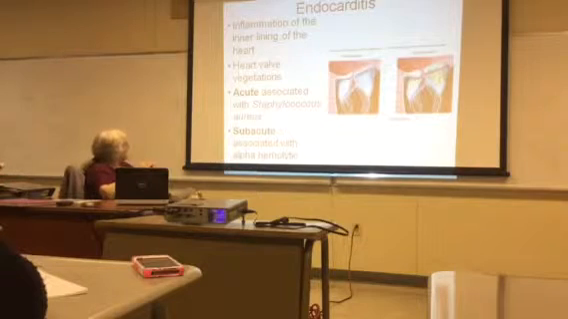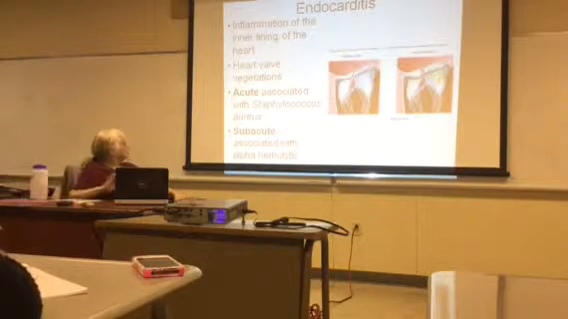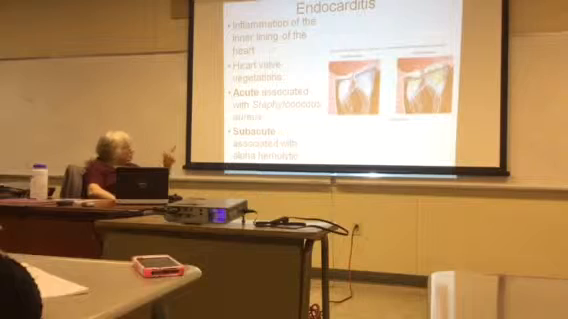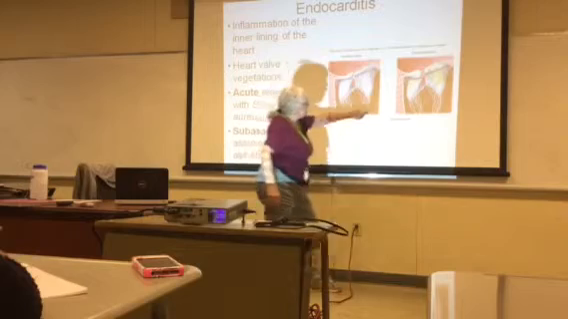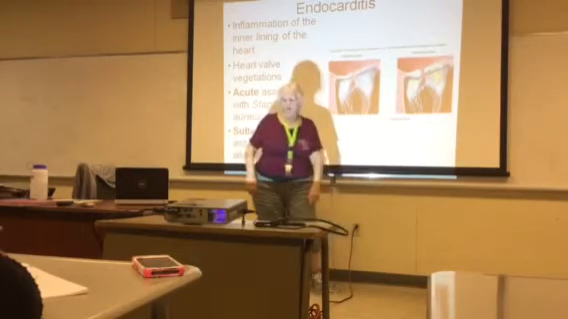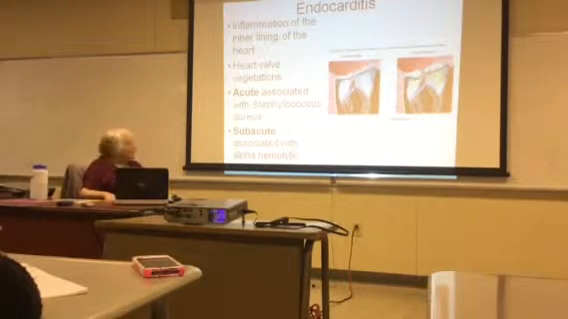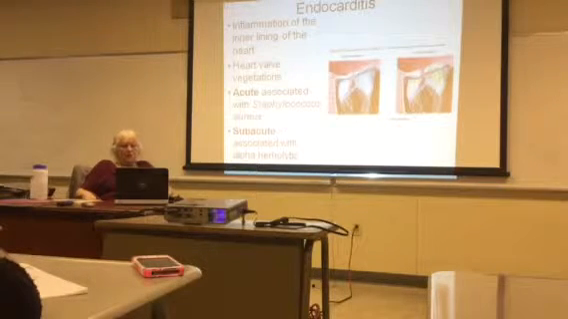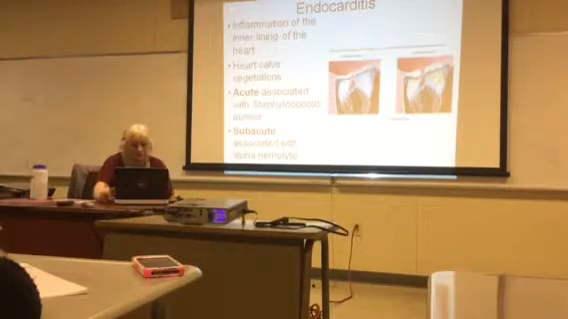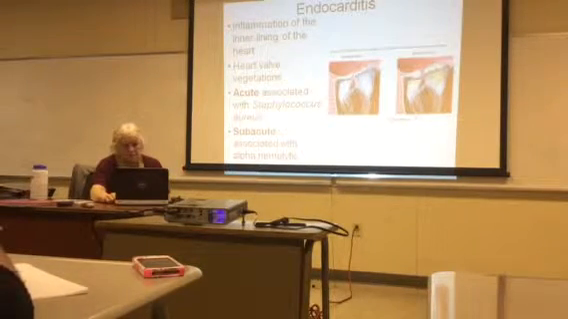So, just to recap here, endocarditis is inflammation of the inner lining of the heart. And you can see on that infected heart over there, it has vegetations on it. Right here on the heart valve, all the yellow stuff. And acute endocarditis is associated with Staphylococcus aureus, and subacute associated with alpha hemolytic streptococci, mostly alpha hemolytic streptococci.